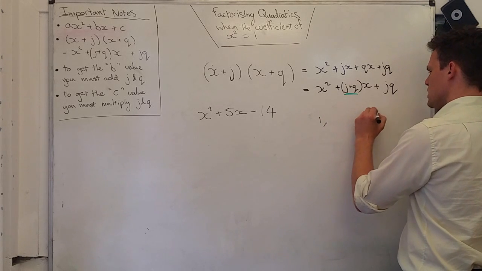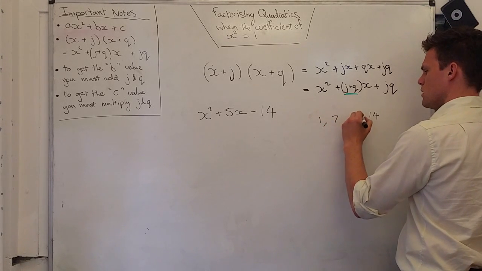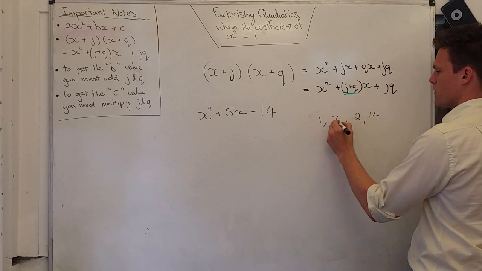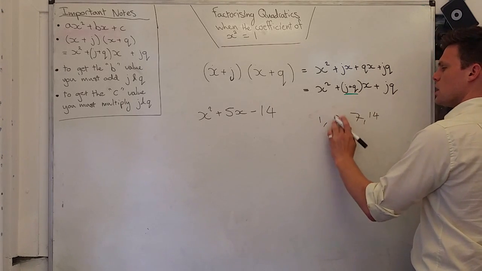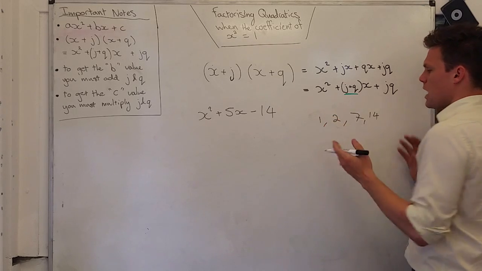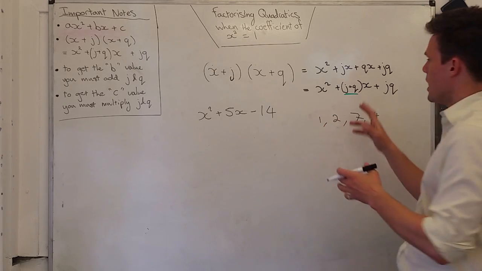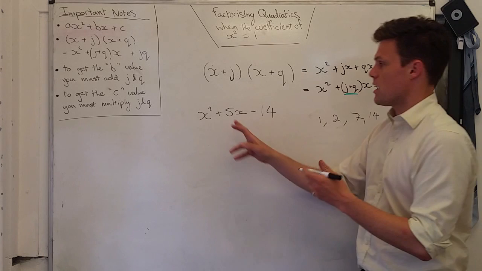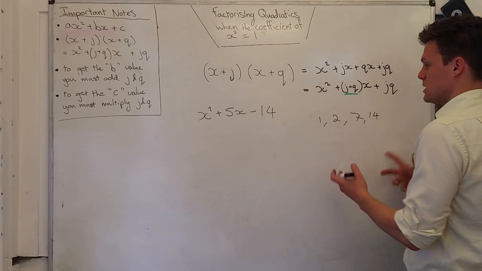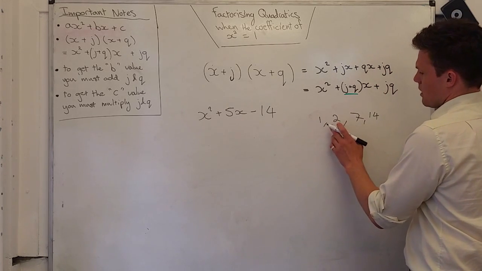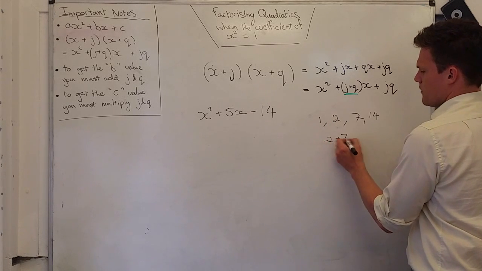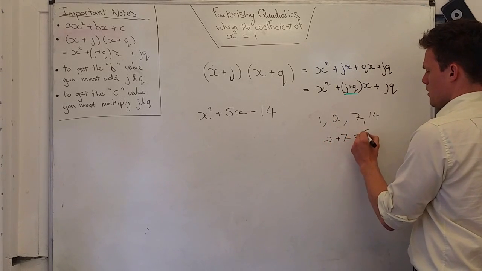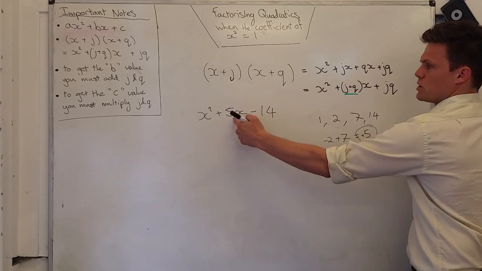1, 14, 7, and 2. 2 and 7. Go up numerically, 2 and 7. So I now need to be thinking, how can I combine these in some way? How can I add them in order to get 5? I know that one of them is going to be negative. So if I have a negative 2 and a positive 7, that is going to give me my positive 5, which is what I want.